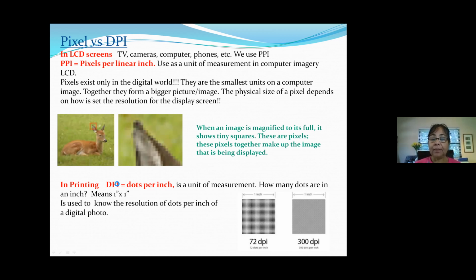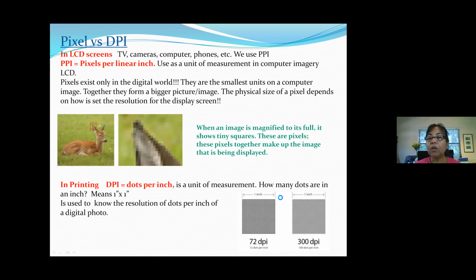In printing, now we are talking about dots per inch, DPI. These are the dots, and it's a unit of measurement as well. How many dots are in 1 square inch? It depends on how many we want to put, and how we want our image to look. So for instance, here we have an inch by inch at 72 DPI, which later on we will know is also called the resolution, versus another square inch that has 300.